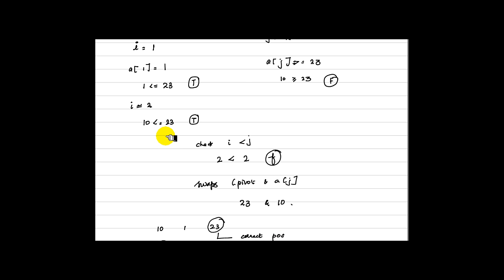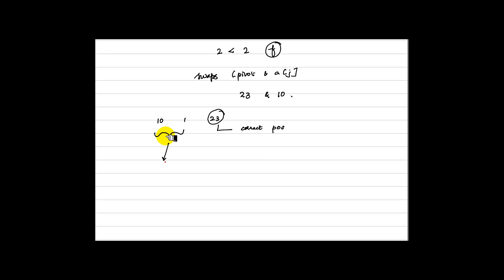Now we have 10 and 1 left. So at last we will swap this 10 and 1. We have 1, 10, 23, a sorted array. So hence our left partition is sorted.